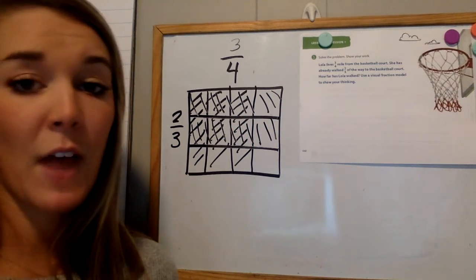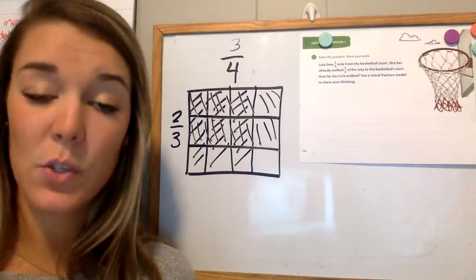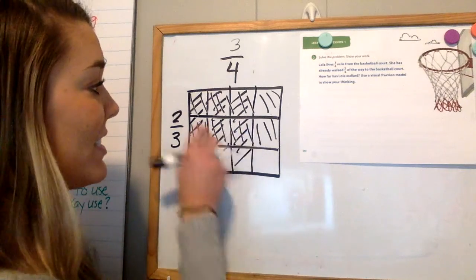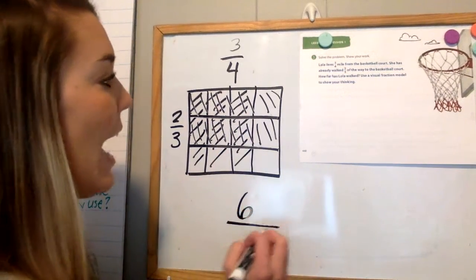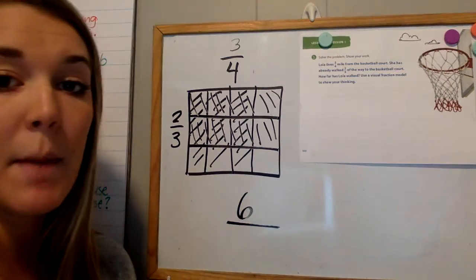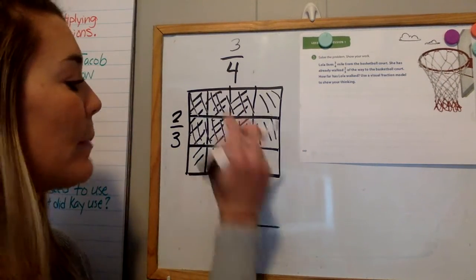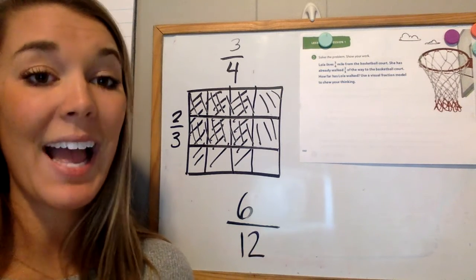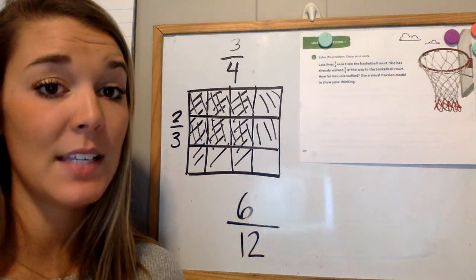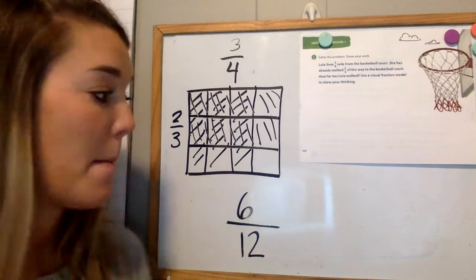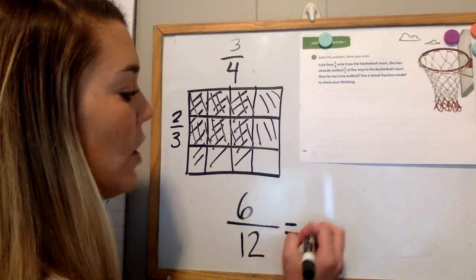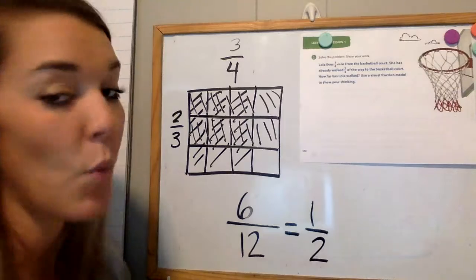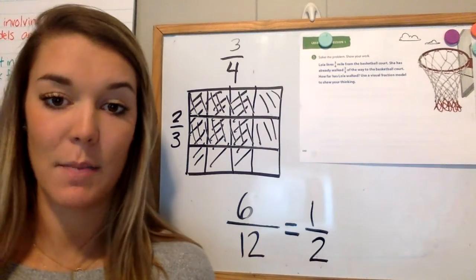Okay, now to find my product, I'm looking for the squares that have my overlapping hash marks. So I can see pretty clearly it's 6, right? 6 out of how many are in my whole entire area model? It's going to be 3 times 4, which is 12. 6/12. I actually know that 6/12 is equivalent to 1/2 because 6 is half of 12. So I'm going to simplify that and say 1/2. So that means that Lola has walked half the way to the basketball court.